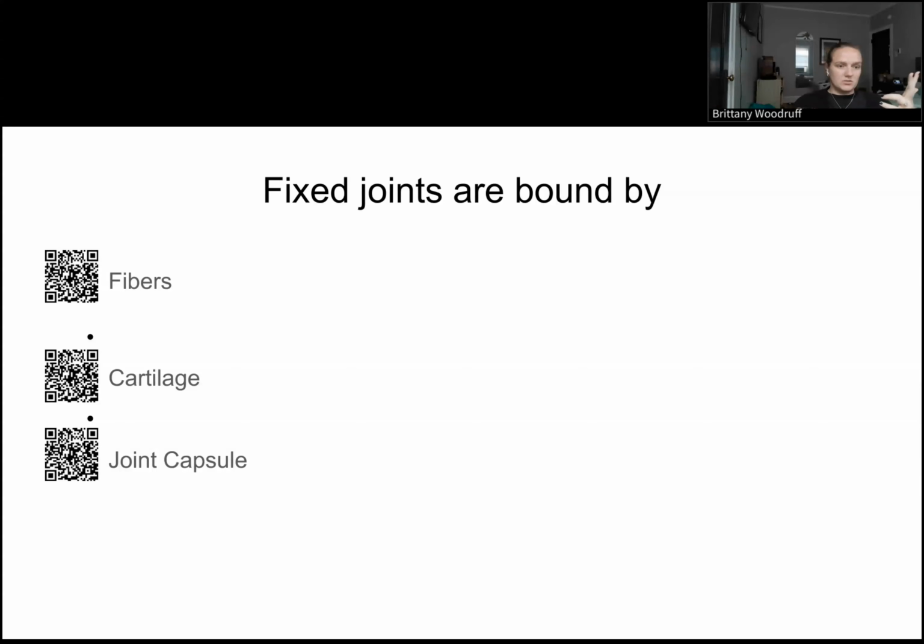Cartilaginous joints, meaning semi-movable. Okay, so cartilage isn't as stiff as bone is. It still has some give to it, but it's not like freely movable joints. Freely movable joints are bound by joint capsules.